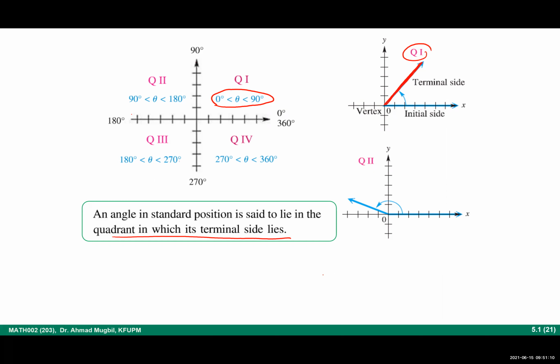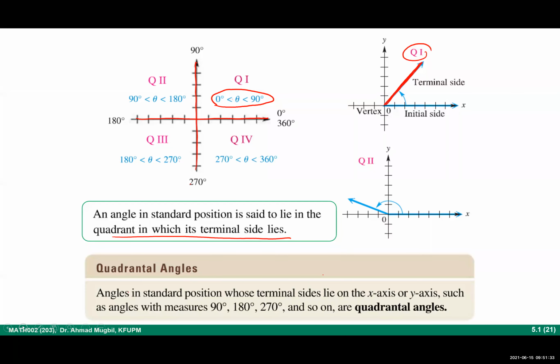What about 90, ya shabab, and 180 and 270? For example, 90, is it in the first or in the second quadrant, ya shabab? No. It is on the y-axis. Any angle, ya shabab, on the x-axis or the y-axis is not in the first, it is not in the second. It is at the border between them. So angles in the standard position whose terminal side lies on the x-axis or the y-axis, like these angles, are not in any quadrant. They are called quadrantal angles. So they are on the border.